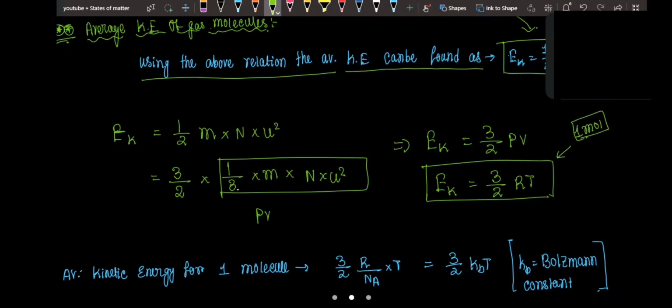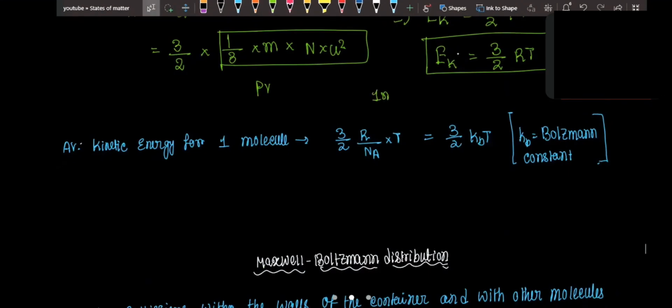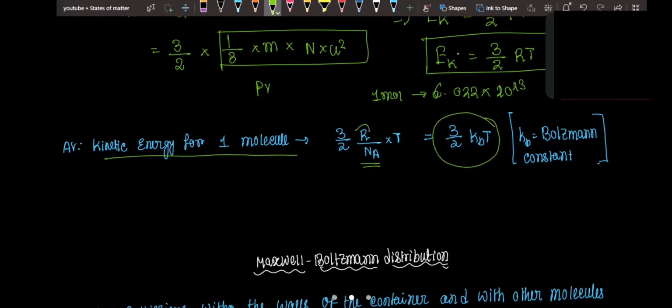Let's say we want to find out the kinetic energy for one molecule. If it was n moles, then it would have been 3/2 nRT. For one mole there is Avogadro number of molecules, 6.02 into 10 to the power 23. Now, for one molecule, it would be R by Avogadro number Na. Now, R by Na can be written as Kb. This R by Na is taken as another constant, which is Kb, the Boltzmann constant. This Boltzmann constant value you can calculate anytime by putting the values of R and Na.